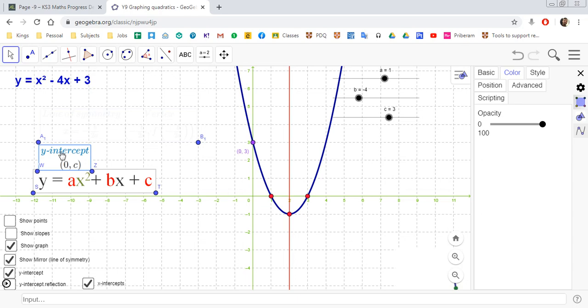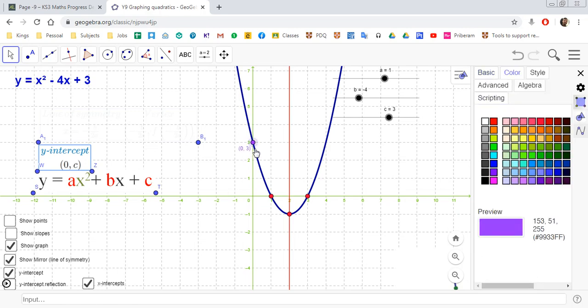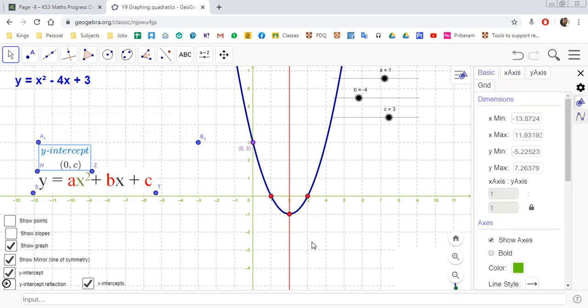And remember, the y-intercept is 0, c. Since c is plus 3, our y-intercept is going to be 0, 3. Okay? Fine. There is a formula that I want to introduce to you to find the value of x at which the line of symmetry is going to cross.